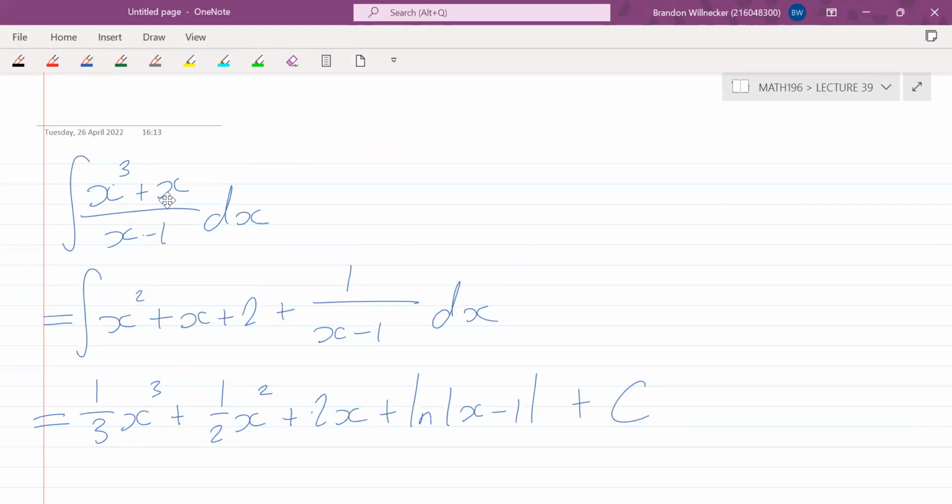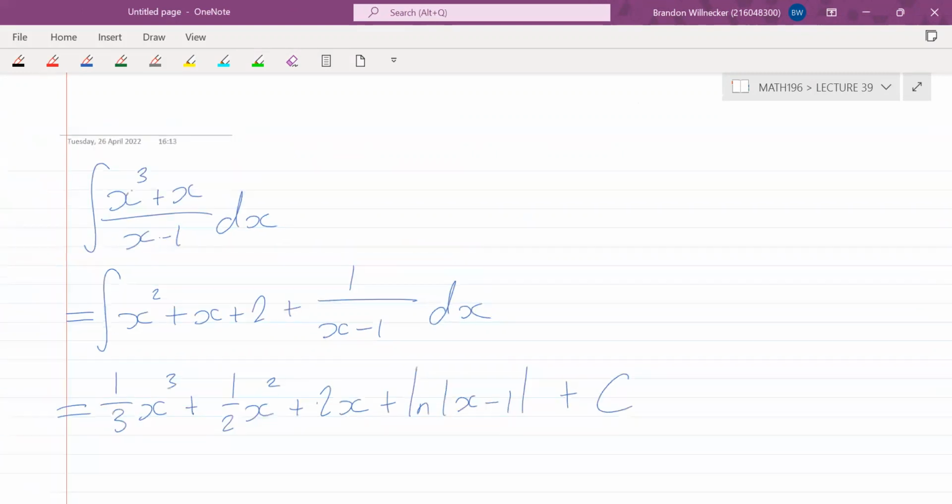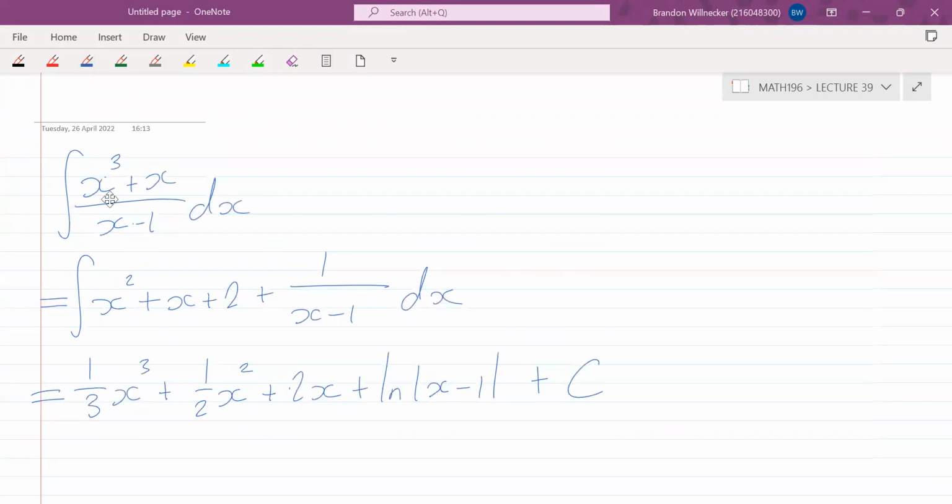So you see, before we did the division, this looked quite difficult. After we did the division, we found that it's actually not so bad. You get your polynomial part, that's easy, and your fractional part is pretty easy as well. So that's the whole idea of doing this polynomial division before you get to the integration.